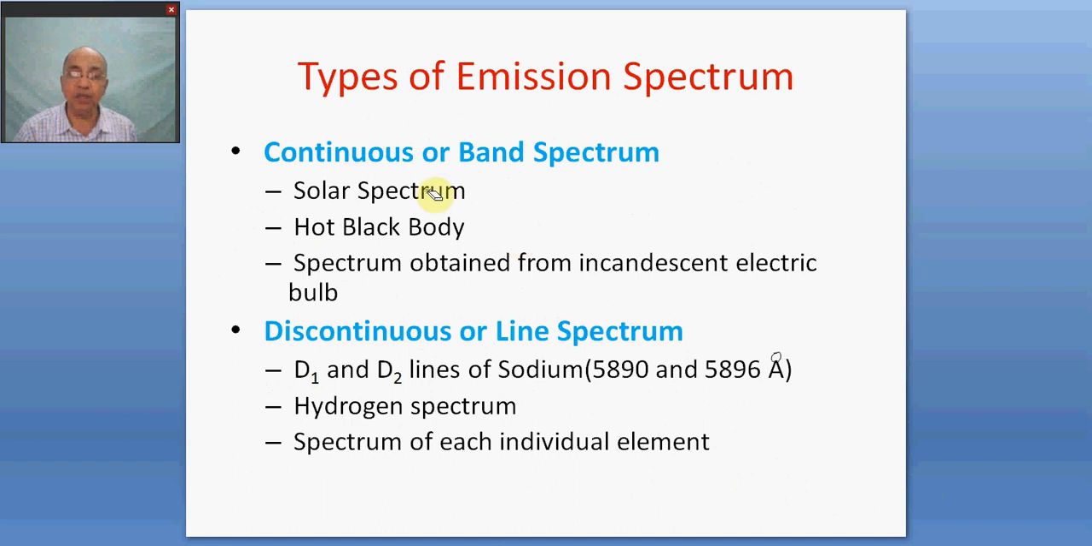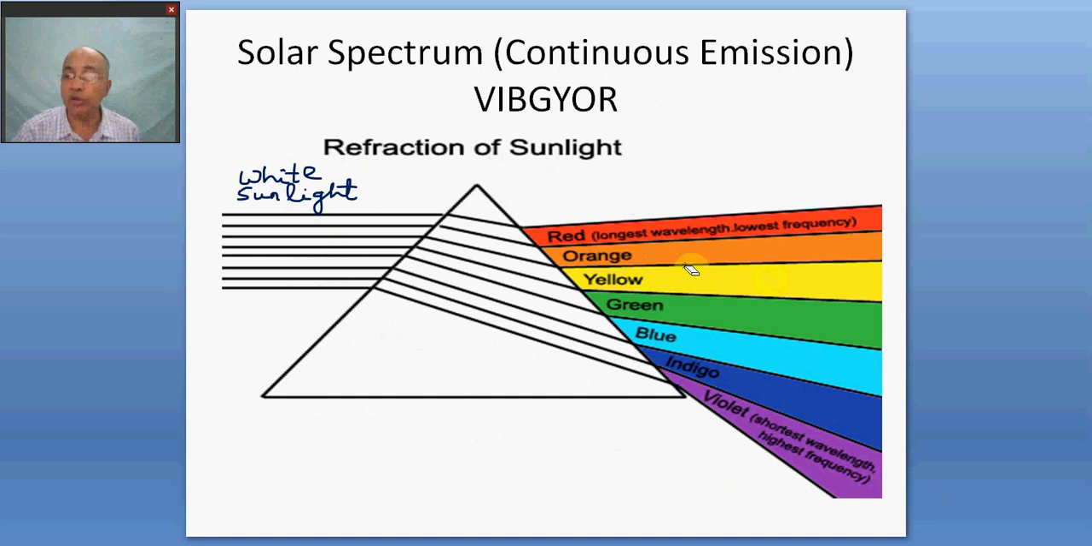The examples of continuous or band spectrum are limited. The very classic example is the solar spectrum containing VIBGYOR. Blackbody radiation is another example, and the erstwhile primitive electric bulb containing a filament also produces a continuous or band spectrum. Look once again at the solar spectrum, which is an emission spectrum because the sun is emitting light. You get the spectrum when some source is emitting radiation. That is not only an emission spectrum but also continuous, VIBGYOR.